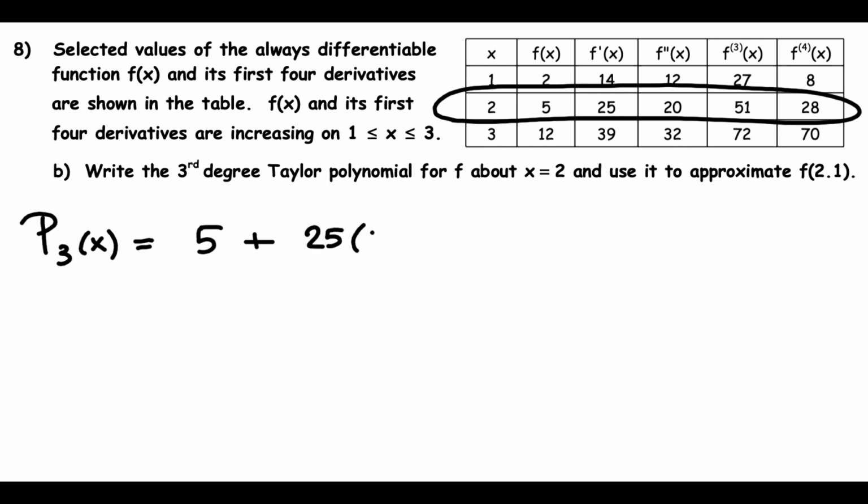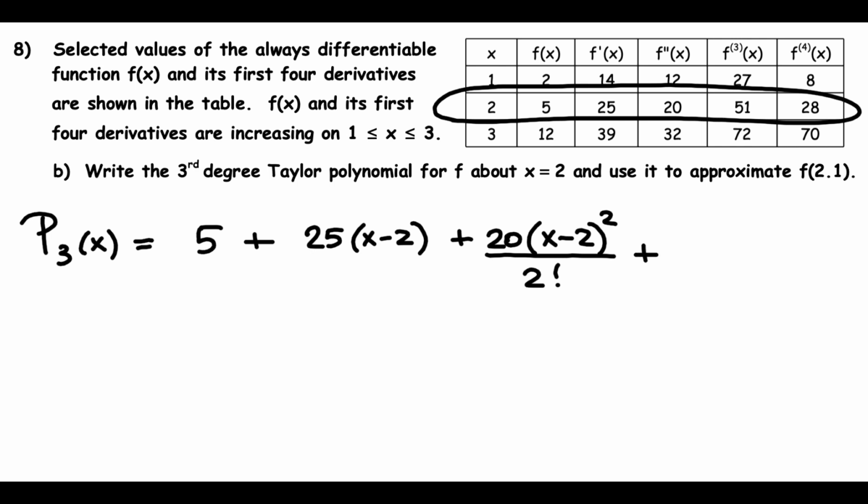That's (x − 2) to the first power over 1 factorial, which I won't write. Next up, we have the second derivative. That's 20, taking that from the chart, times (x − 2) to the second. So we have the second derivative, second power, over 2 factorial. And we'll go to the third.